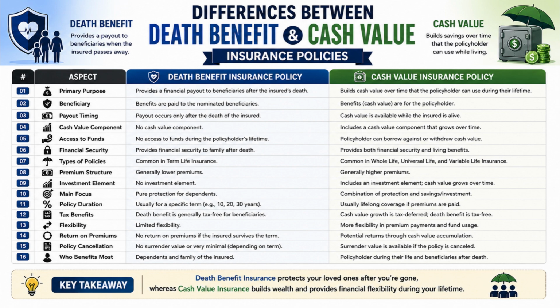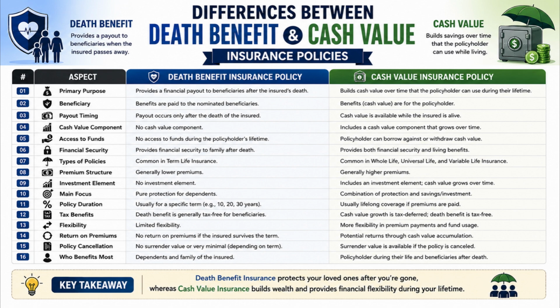Number 7. Death benefit insurance is commonly associated with term life insurance, whereas cash value insurance is common in whole life, universal life, and variable life insurance policies. Number 8. Death benefit insurance policies usually have lower premium costs, whereas cash value insurance policies generally require higher premiums.